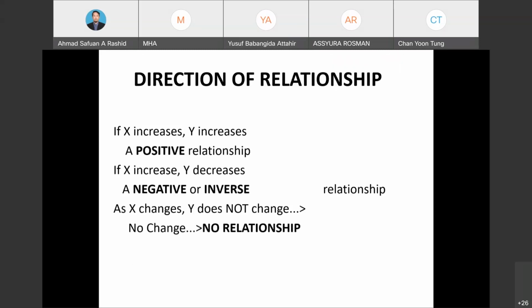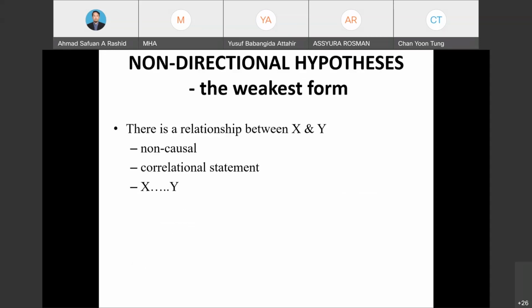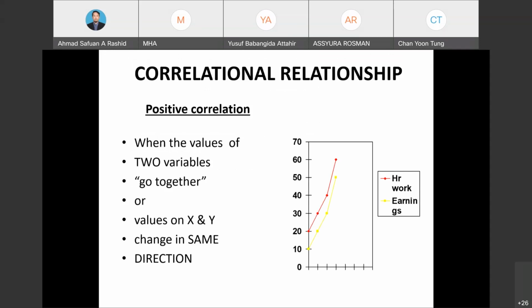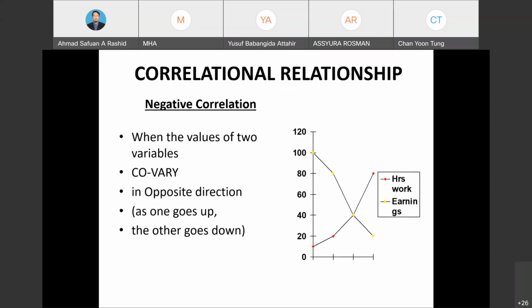Okay. If x increases, y increases, a positive relationship. There will also be a negative or inverse one. And there might be no relationship between X and Y. So there is a relationship between X and Y, a non-causal correlation statement. Okay, so this is the example. It doesn't have any relation. This is an example of a positive relation. And this is an example of a negative correlation.